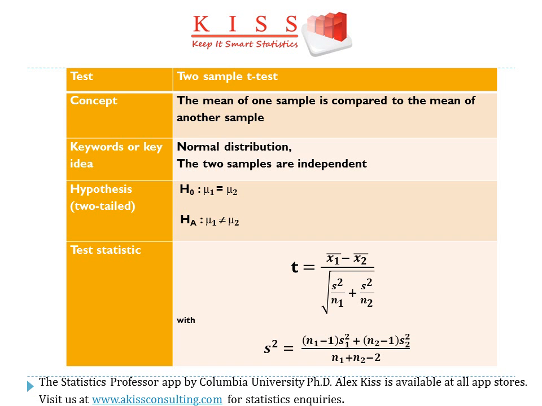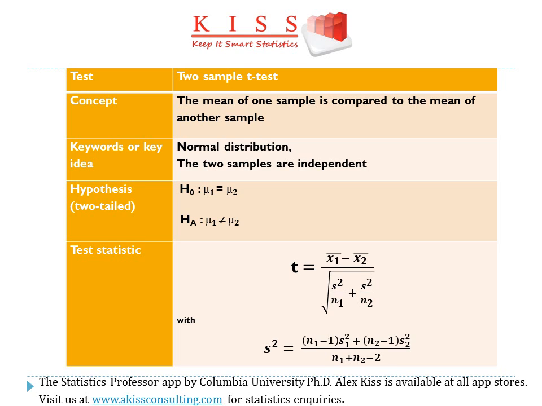In an earlier video we went over a helpful summary table. Let's review that here. The concept behind the test is that the mean of one sample is compared to the mean of another sample. Key ideas to help you identify this test are that the data follows a normal distribution and that the two samples are independent.